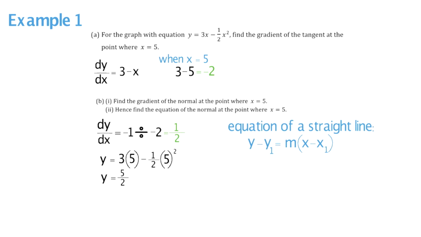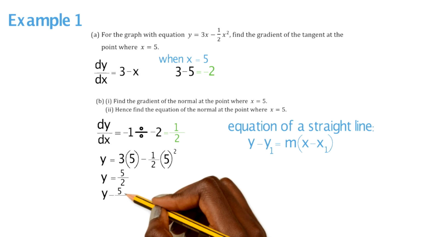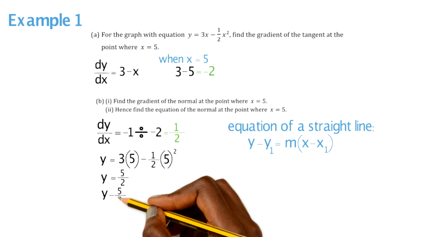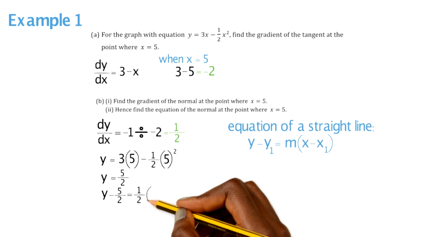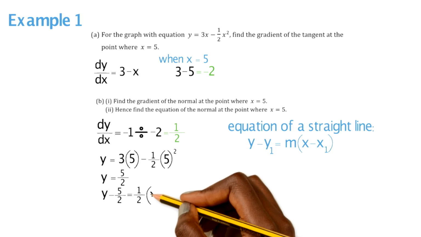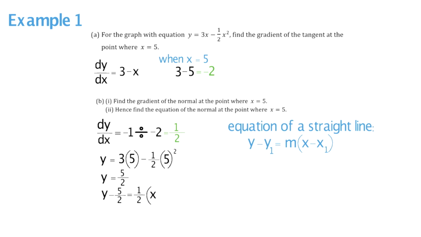So now we know the equation, we're going to substitute in the values. So it's going to be y minus 5 over 2, because we know that's the y value of that point when x is equal to 5. And that's going to be equal to our gradient of our normal, which we worked out was a half, and then multiplied by x minus the x value at that point, which we know is 5.